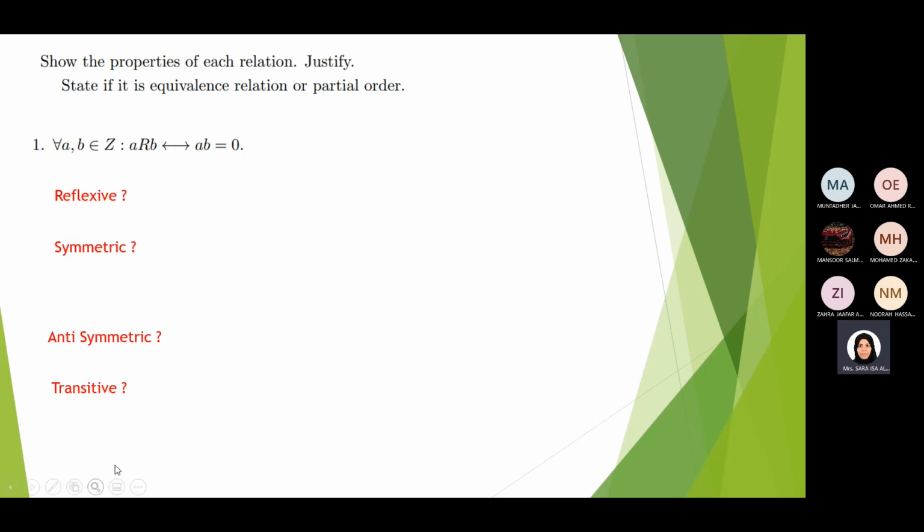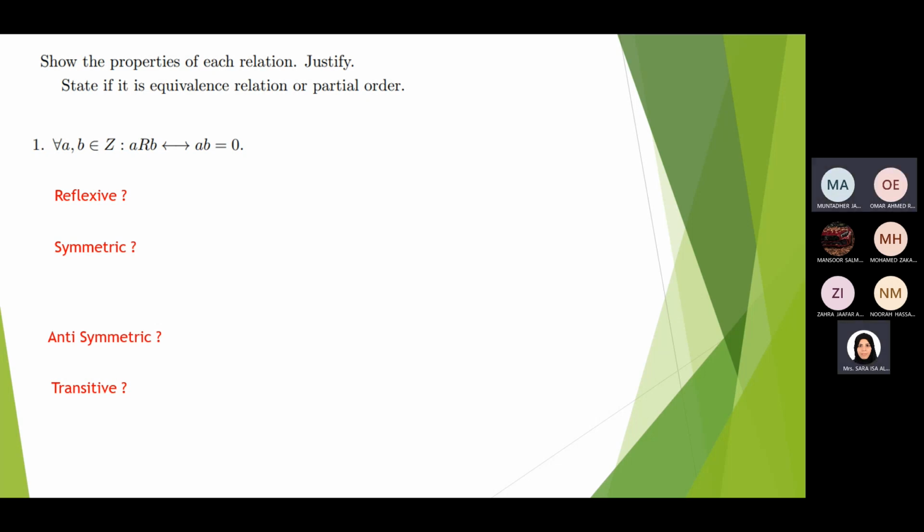You should understand the meaning. Here, for example, for all A and B belonging to Z, so our domain is Z, such that A is related to B if and only if A times B is equal to 0. Now to check reflexive, we mean is every element related to itself, meaning (A, A). Does this belong to my relation or not? What do you think? Is this reflexive or not?